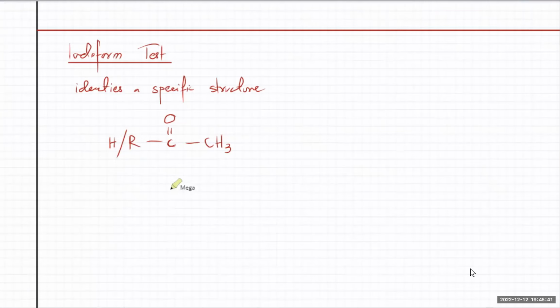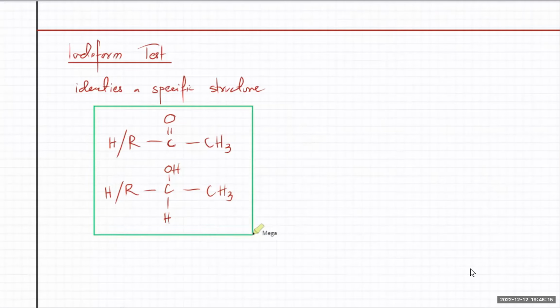The other one is a methyl with an OH. So here there's a methyl group, and again on one side you've got a carbon. R, remember, is representing a carbon chain or an alkyl chain. So it's got a carbon chain or an H attached to it. So it identifies these two structures.